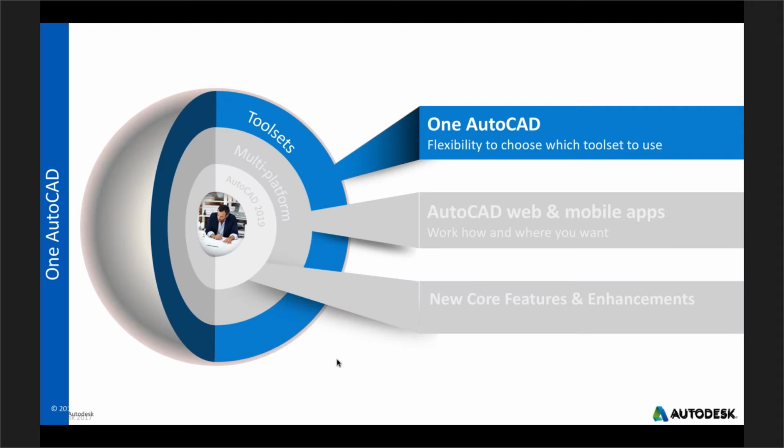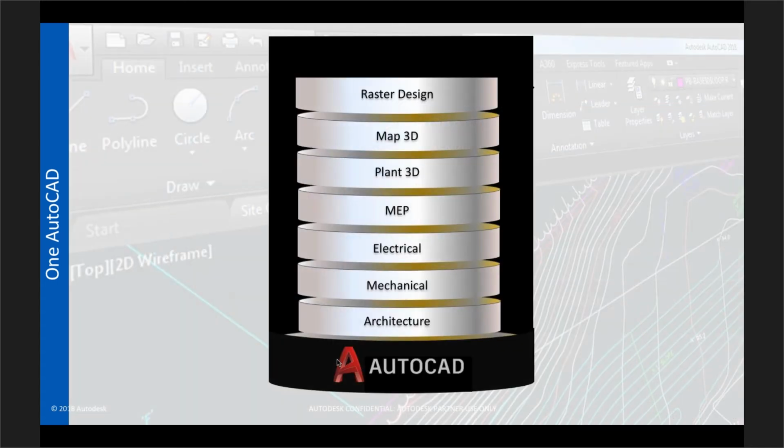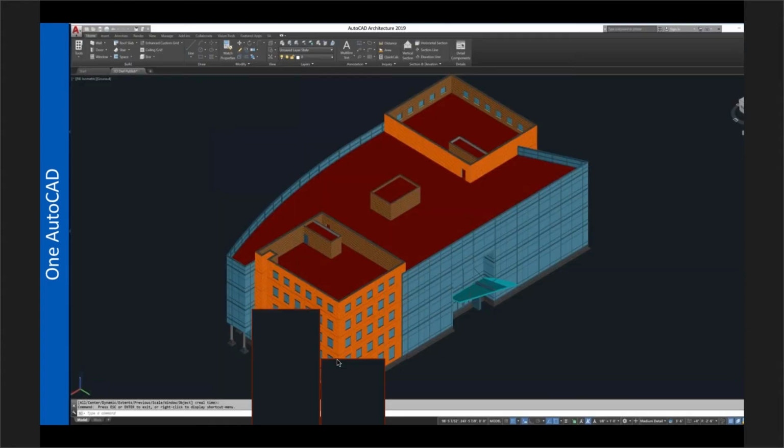So let's just look at the tool sets first of all. What am I talking about when I mean tool sets? Maybe you've heard about specialized tool sets, but what do I mean? When you open a new subscription to AutoCAD 2019, or if you switch to this subscription, you'll be entitled to architecture, mechanical, electrical, MEP, Plant 3D, Map 3D, and raster design tool sets. This is the first time that we've made this functionality available, so that if you subscribe to AutoCAD, you get all of the tool sets included in one bundle.